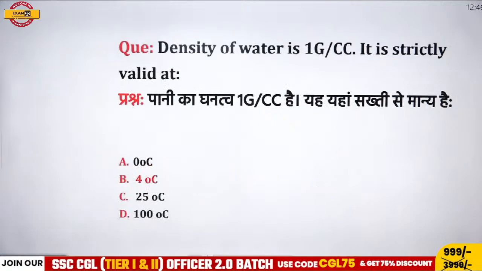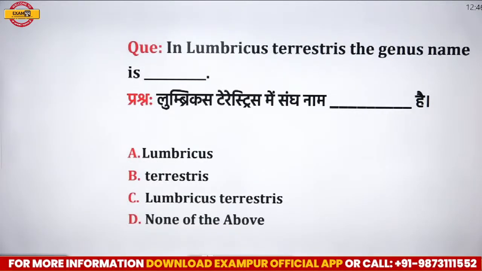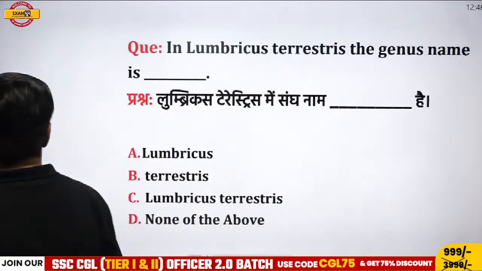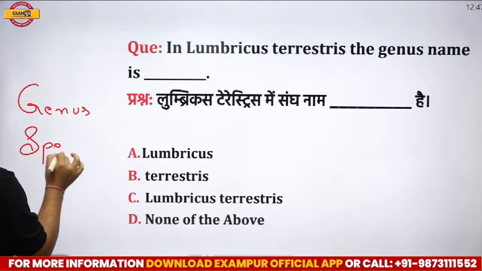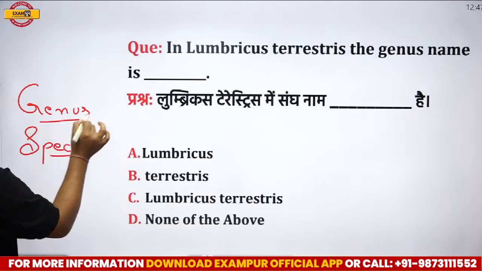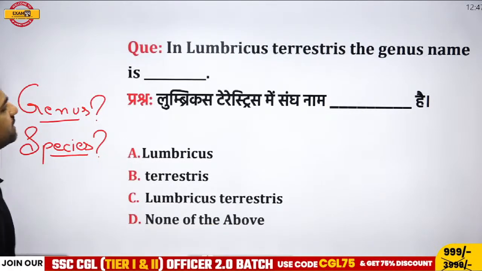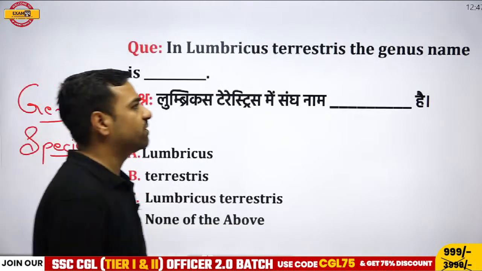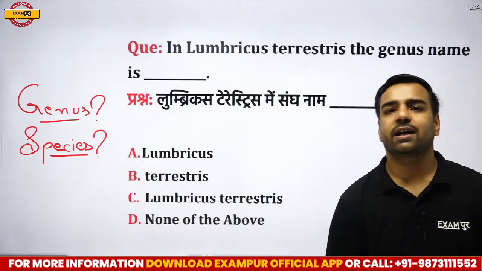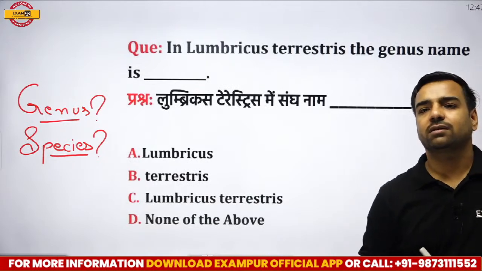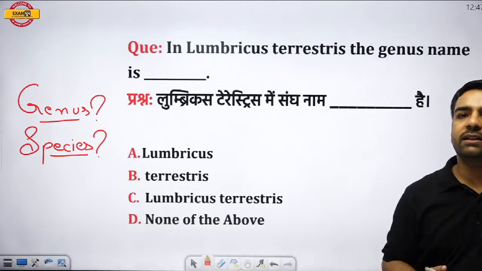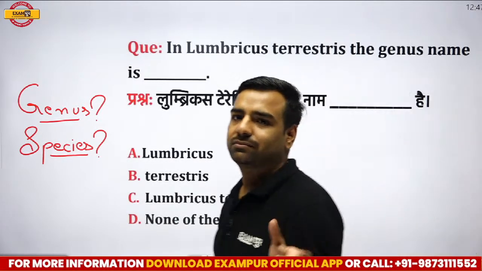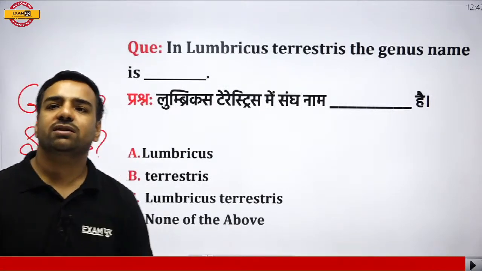So next we have, in Lumbricus terrestris, the genus name is dash. Now this is asked in the examination. One is genus and one is species. So you must be aware of which part is genus and which part is species. In Lumbricus terrestris, the genus name is dash. Actually, we're talking about earthworms over here. Those who are from Hindi medium, you can think of Kenchua, which looks like a snake, right? So yes, what is the genus name?